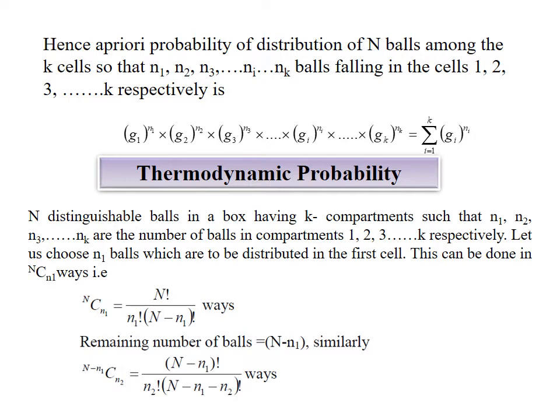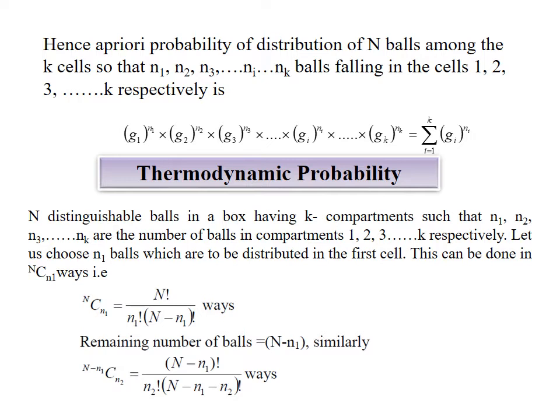So let us consider we have n1 balls which are to be distributed in the first cell. This can be done in nCn1 ways. So nCn1 is equal to n factorial divided by n1 factorial into (n minus n1) factorial. So these are the number of ways by which the n1 balls can be distributed in the first cell.